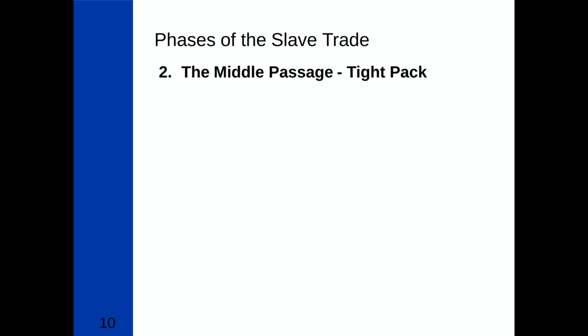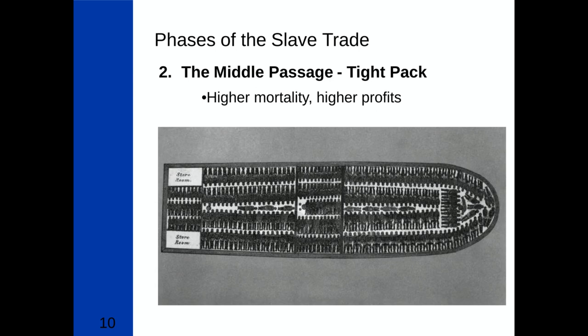During the Middle Passage, there were a couple of ways that they would organize slaves on the ships. They would have a tight pack, which means they put as many as they could into the boat. This often meant higher mortality or higher death rates, but it also meant more profits for the slave traders. This is an example of tight pack.